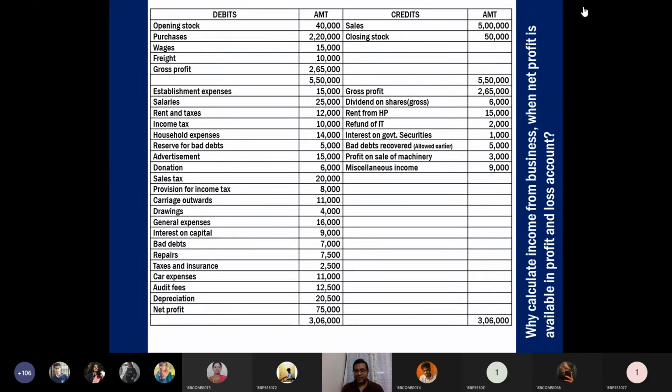So looking at the credit side, which are the incomes you think? Sir, expenses. Which one? Our expenses, sir.